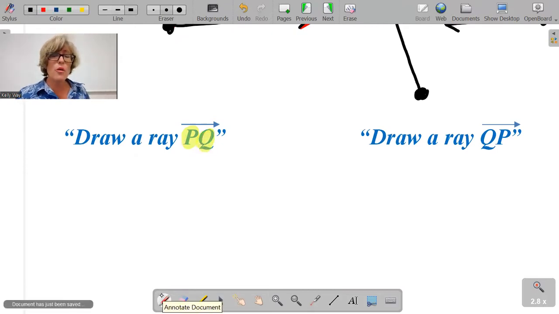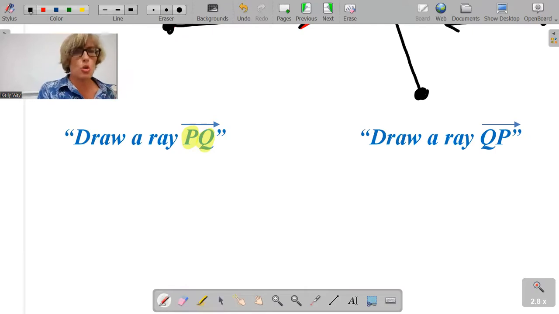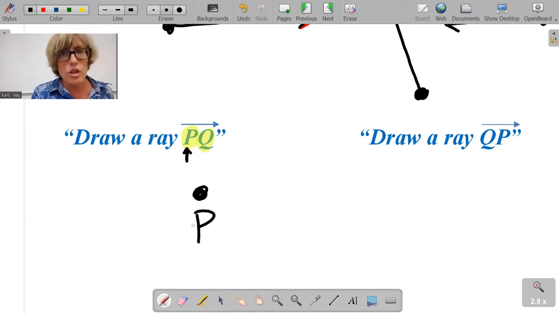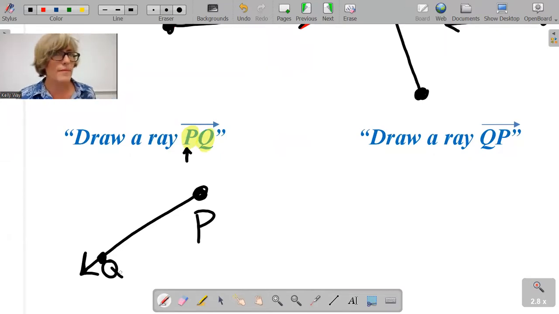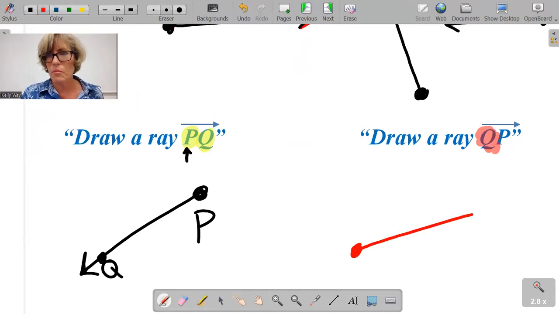So watch the difference. If I want to draw ray PQ, P must be my endpoint. The direction of the ray doesn't matter, but Q is my arrow point. Look carefully, draw ray QP. Order does make a difference here. Now, Q is my endpoint. P is my arrow point. Order matters here because it's not the same both directions.